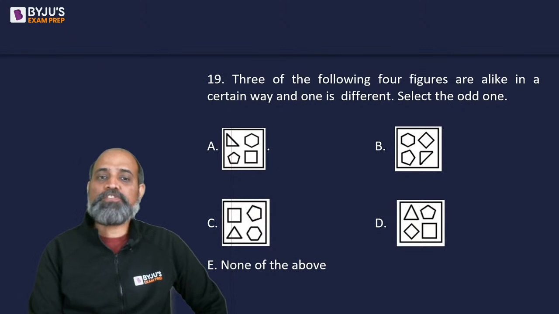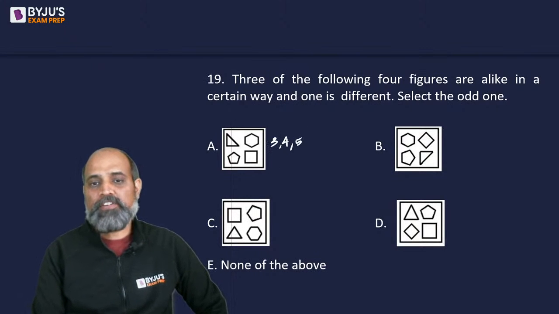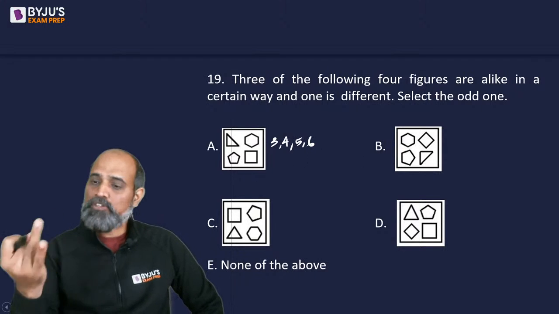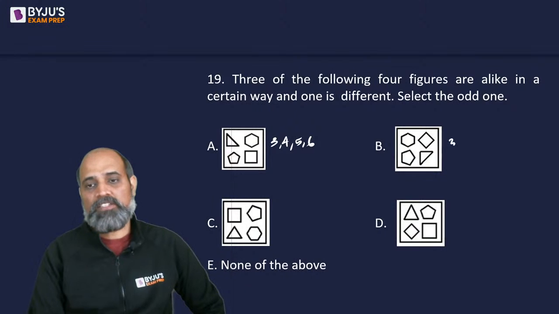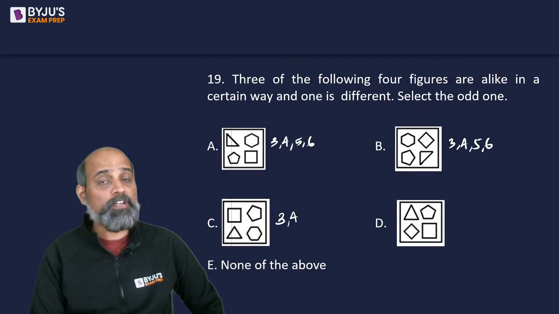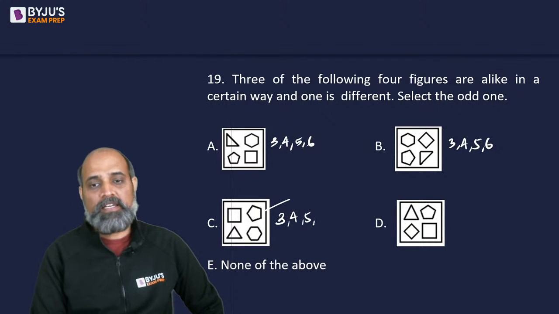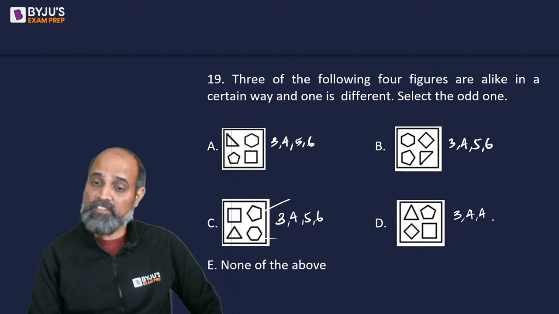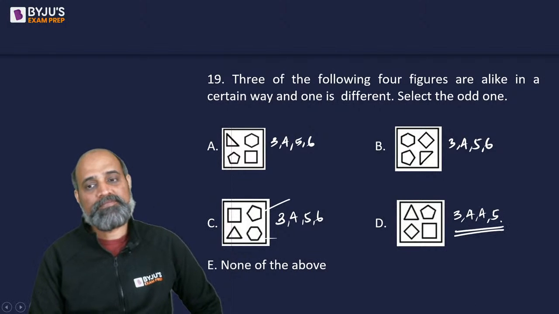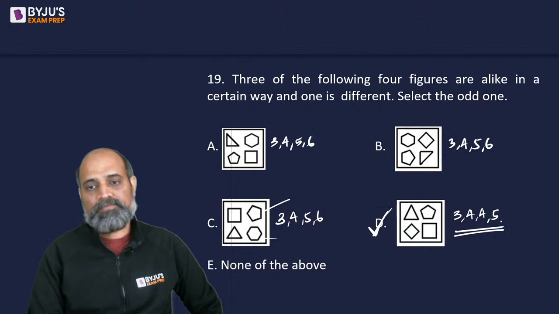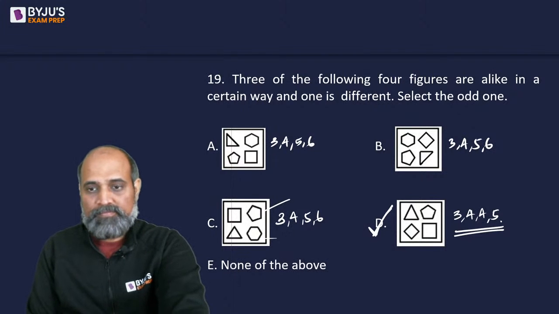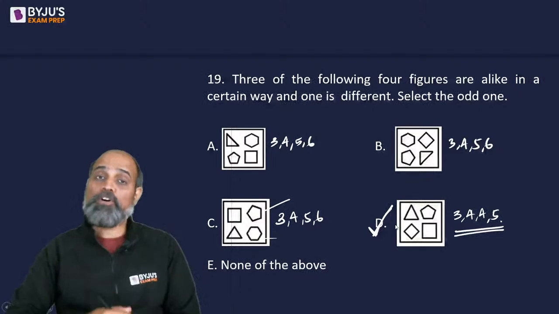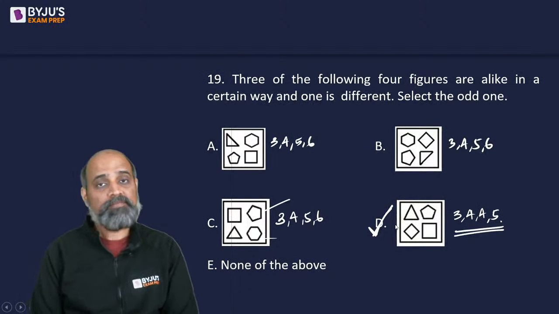So if you look at the first figure, the figures are made up of 3, 4, 5, and 6 sides. As in you have a triangle, a square, a pentagon, and a hexagon. B is also 3, 4, 5, 6 sides. In C also you have a 3-sided figure, a triangle, a 4-sided figure, a square, a 5-sided figure, a pentagon, and a 6-sided figure, a regular hexagon as we see. D has the problem. We have a triangle and then 2 shapes which are four-sided figures, and then only one five-sided figure. D is your answer. It's the number of sides of those symbols inside the figure.